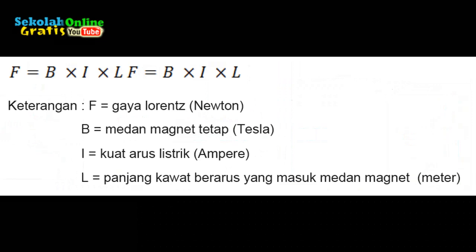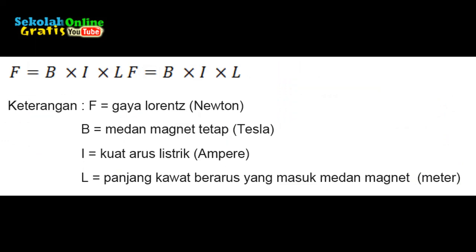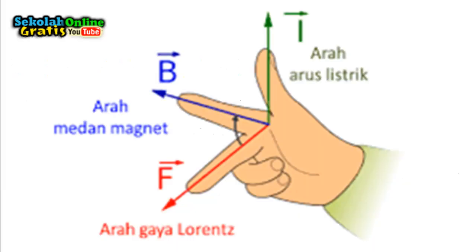F equals B times I times L. Description: F equals Lorentz force, Newton. B equals fixed magnetic field, Tesla. I equals strong electric current, amperes. L equals length of the current carrying wire entering the magnetic field, meters.